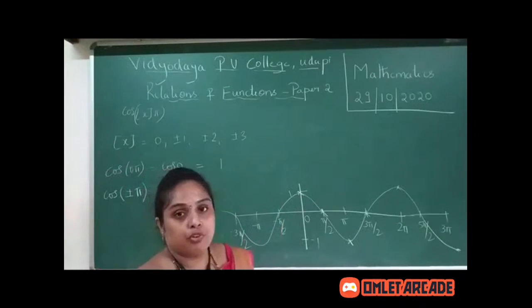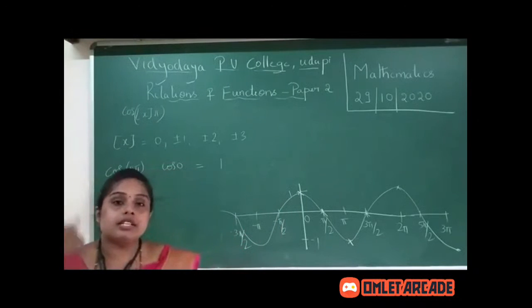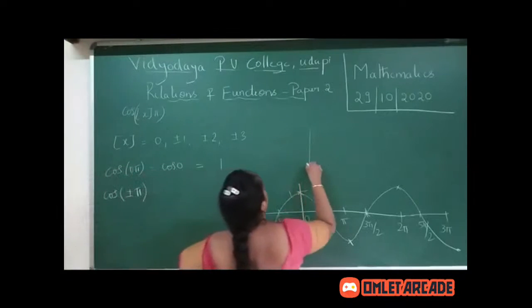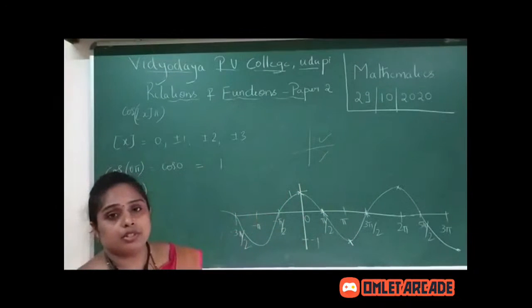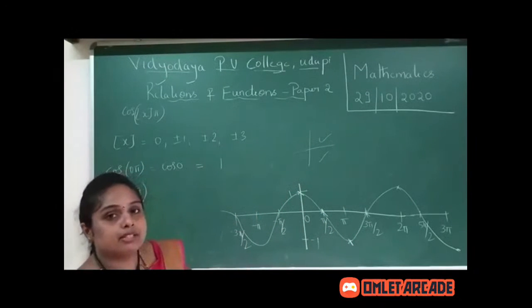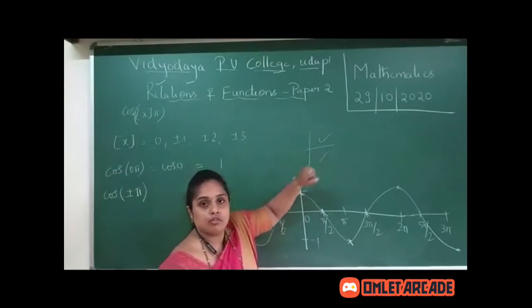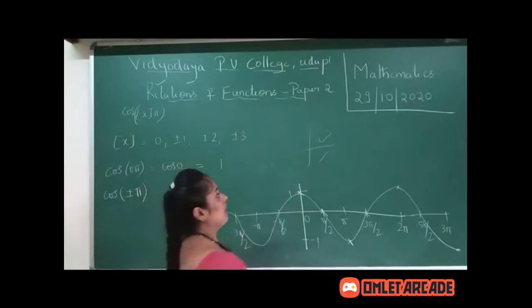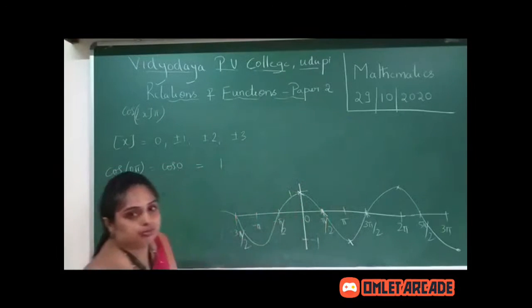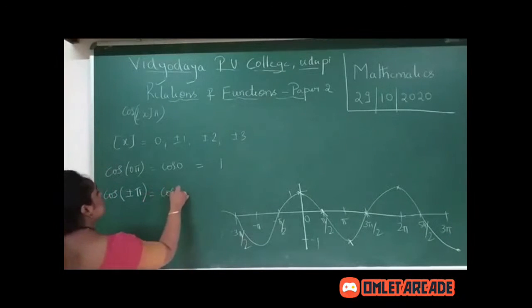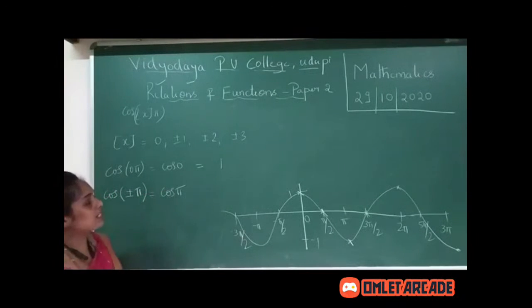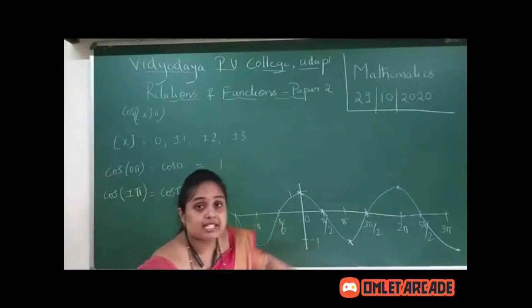And one more thing, you know the first and fourth quadrants, no? In the first and fourth quadrants cos is positive. Right? So minus theta will come to the fourth quadrant, which will be cos theta. So I am not going to write minus and plus again. Cos of plus theta and cos of minus theta is cos theta only. Okay? So cos pi. What is cos pi? Cos pi is minus 1.